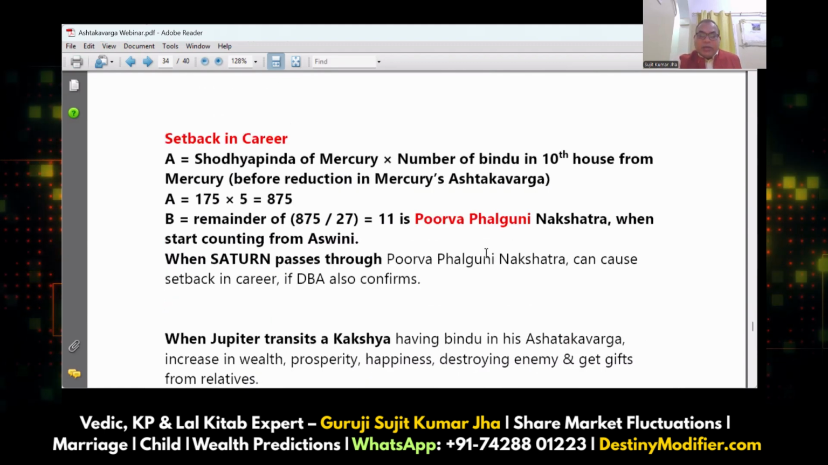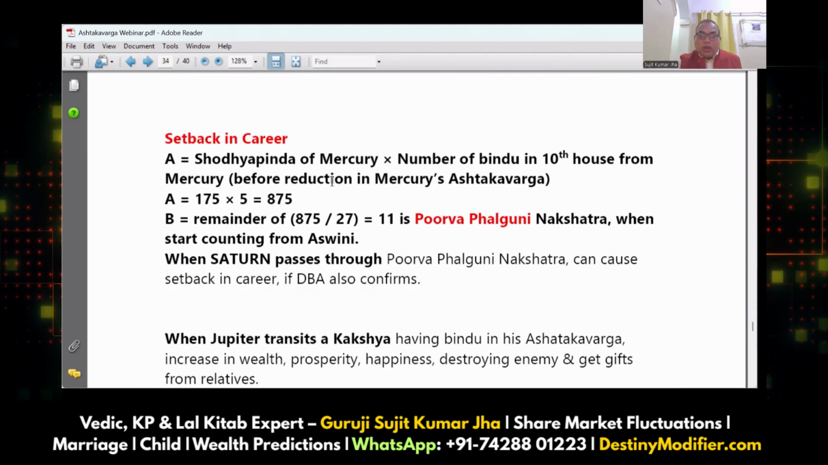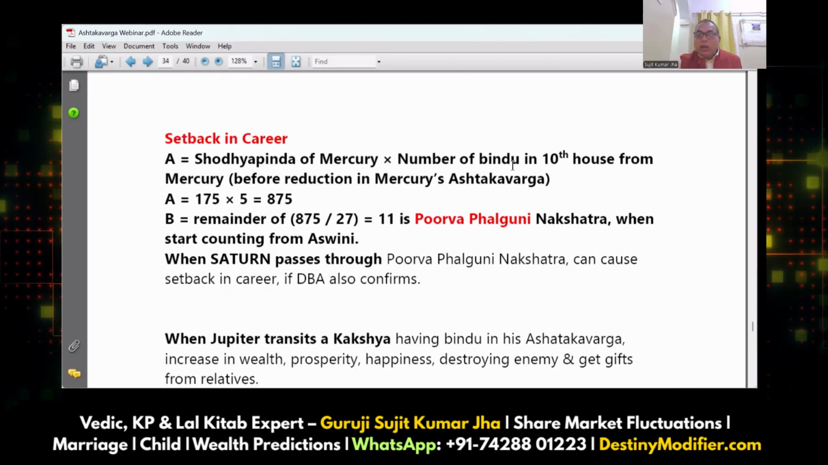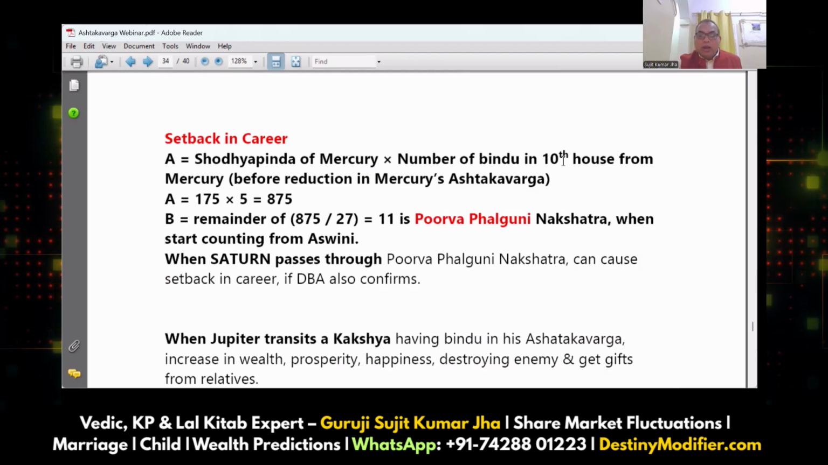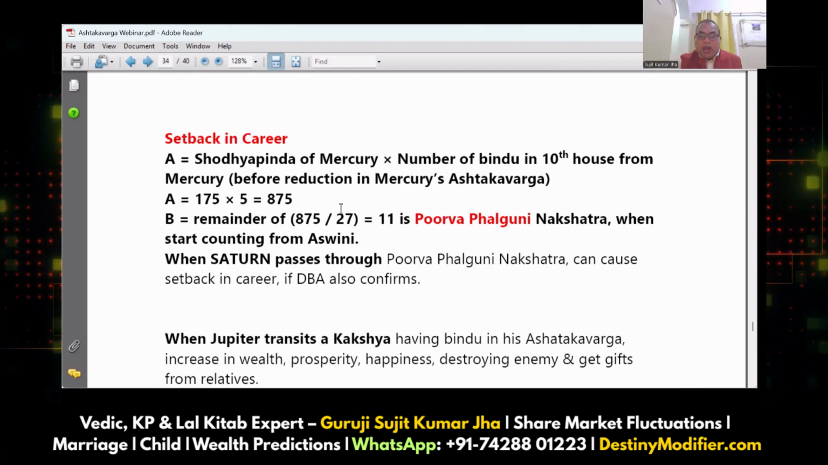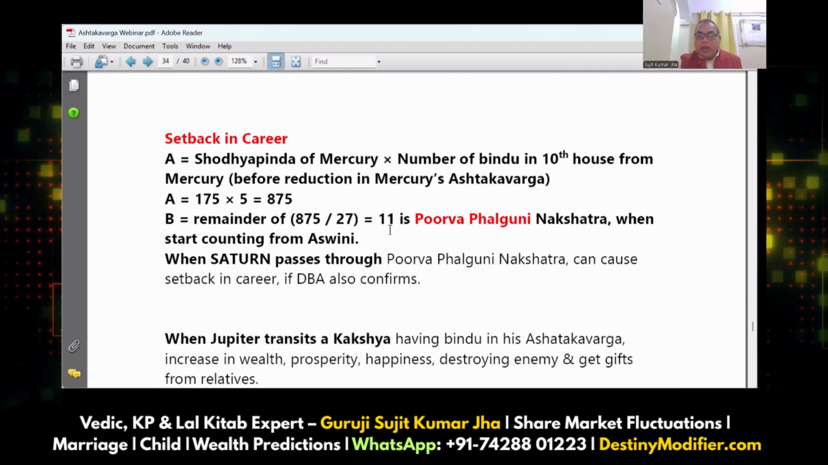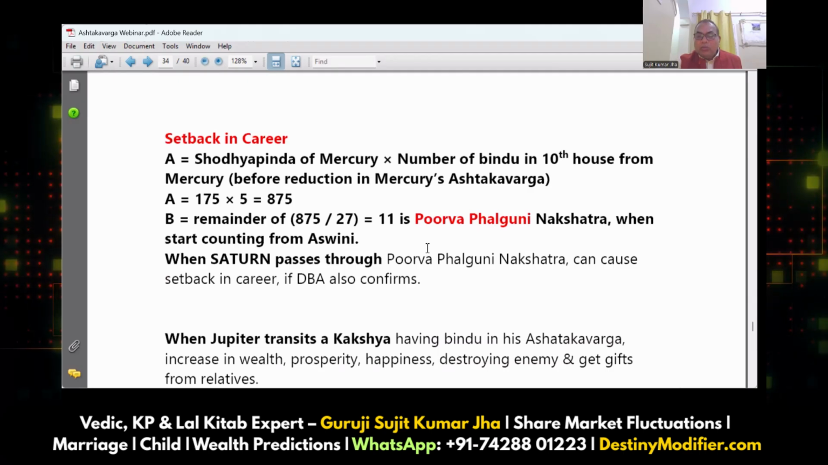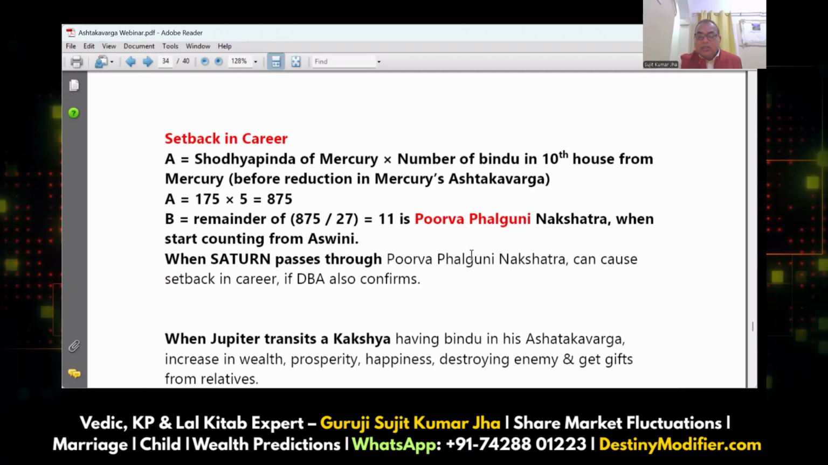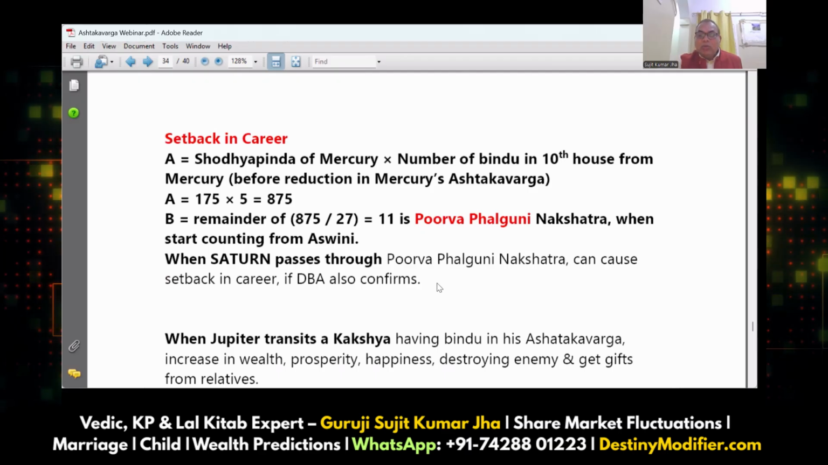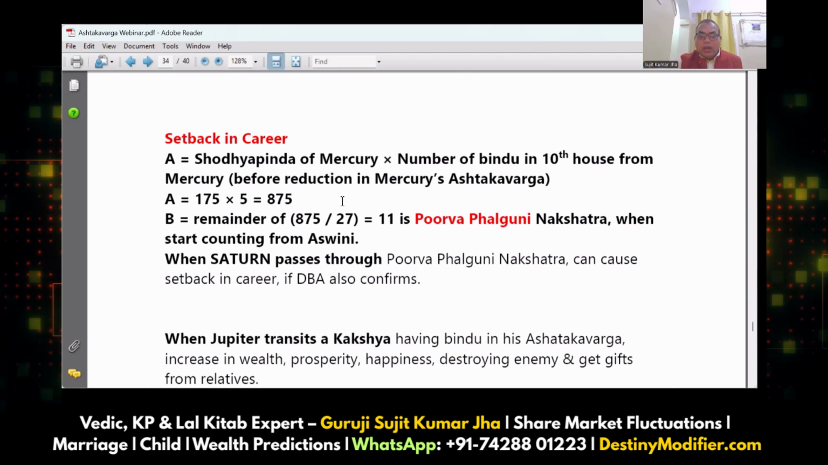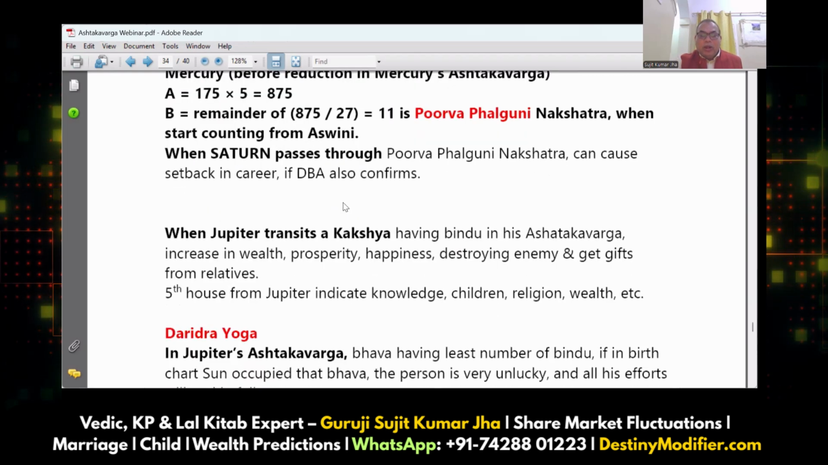Then, when there is a setback in career, for this we have to consider the Sodh Pinda of Mercury, then the number of Bindu in the 10th house from Mercury, multiply these two, get the answer, divide by 27, remainder 11, count from Aswini, Purva Falguni Nakshatra. When Saturn transits that Nakshatra, it will give trouble related to career. So see, this is very fast, accurate and easy to predict.